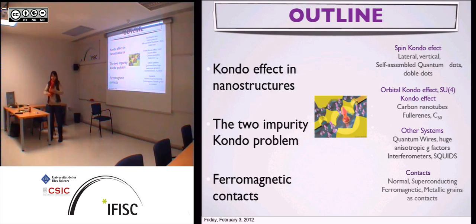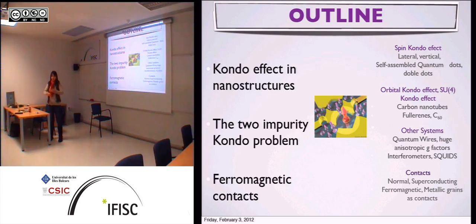So what happens with ferromagnetic contacts is the following. When you have ferromagnetic contacts, we model them in this way. We consider that we have a different density of states for spin up, for instance, than for spin down. And we can have two different situations, when the contacts are parallel or antiparallel.